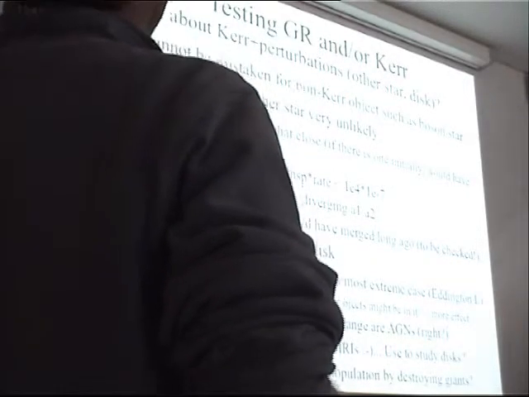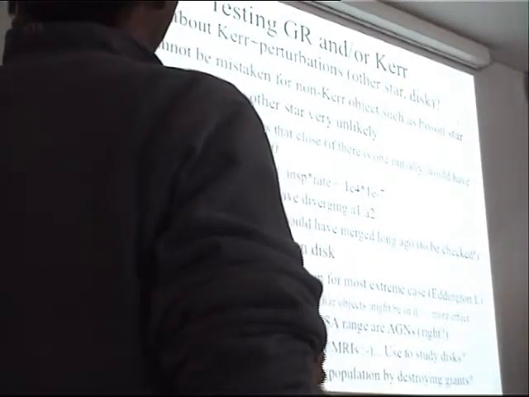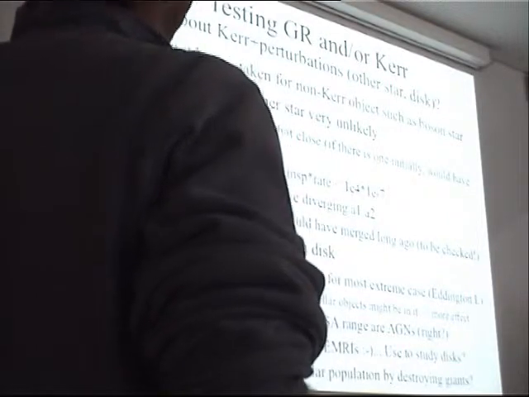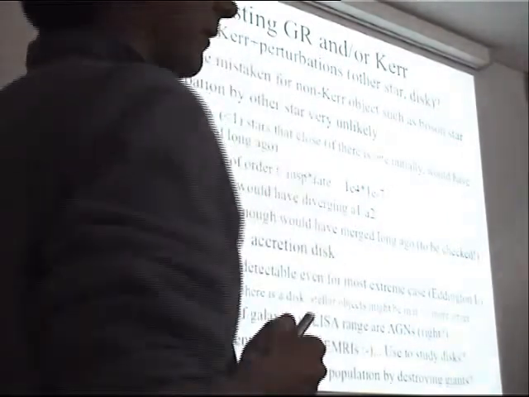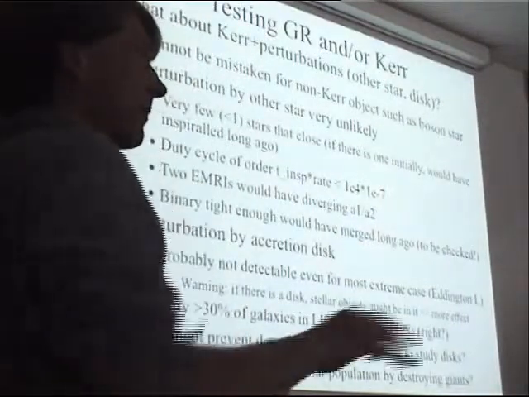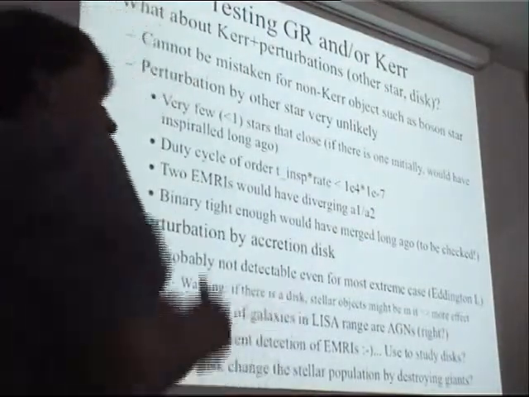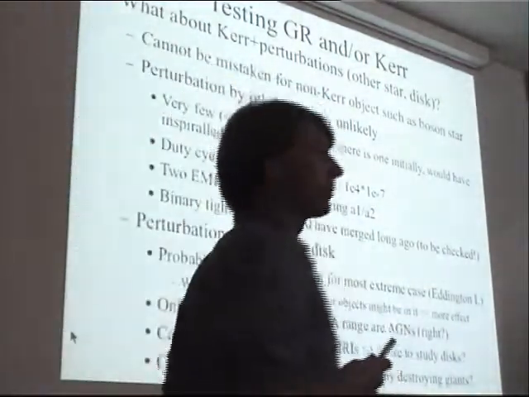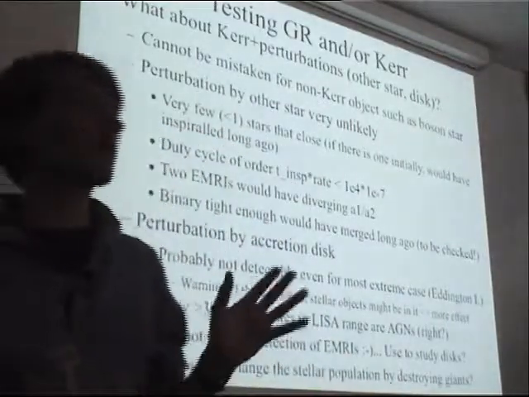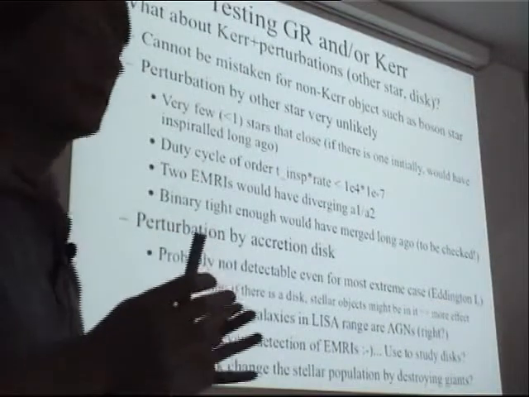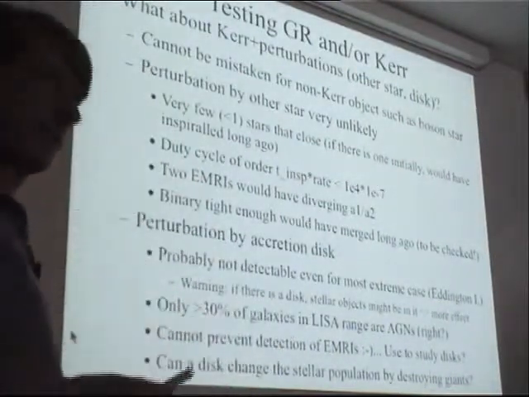So what about the presence of a disk or other stars? Apparently, people are confident that if you have a Kerr black hole with a very massive disk around, so massive as to make a difference, still it won't look like a boson star. So we'll know, OK, it's still Kerr, but there is some stuff around.